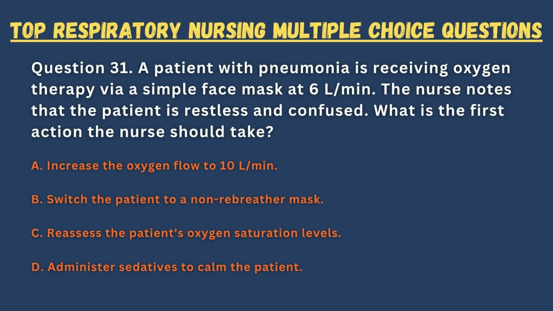Question 31. A patient with pneumonia is receiving oxygen therapy via a simple face mask at 6 liters per minute. The nurse notes that the patient is restless and confused. What is the first action the nurse should take? A. Increase the oxygen flow to 10 liters per minute. B. Switch the patient to a non-rebreather mask. C. Reassess the patient's oxygen saturation levels. D. Administer sedatives to calm the patient.